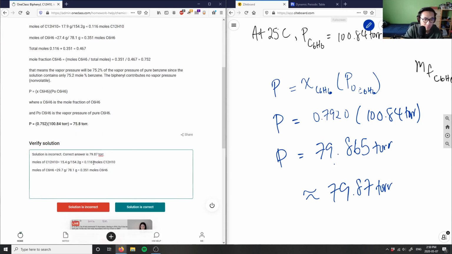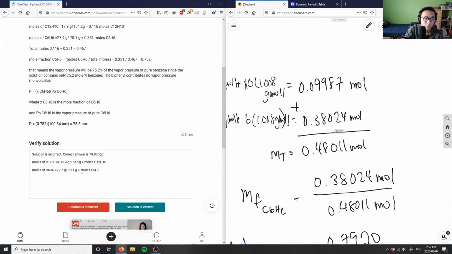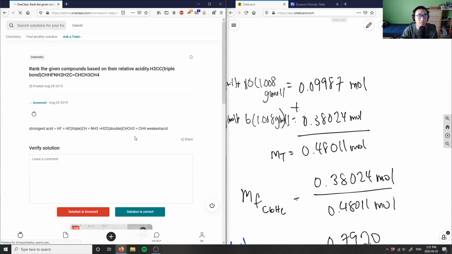So this here would equal drastically different moles here. I can copy my answer here. My answer was 0.09987, and this guy here was 0.38024 moles. Therefore, it changes our answer. So I'm going to say the solution here is incorrect.